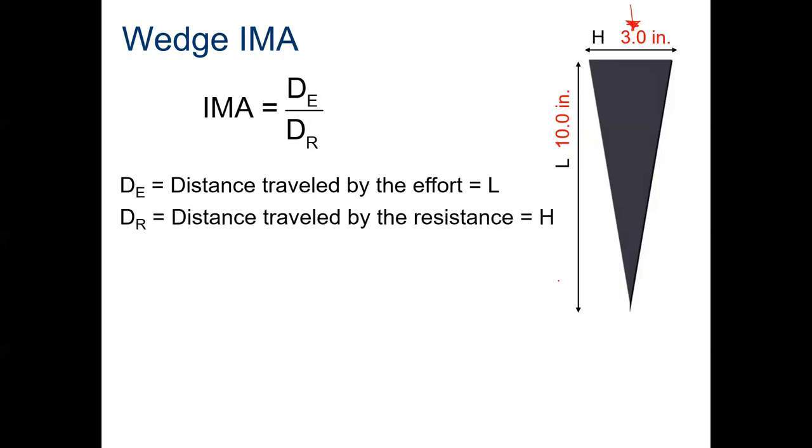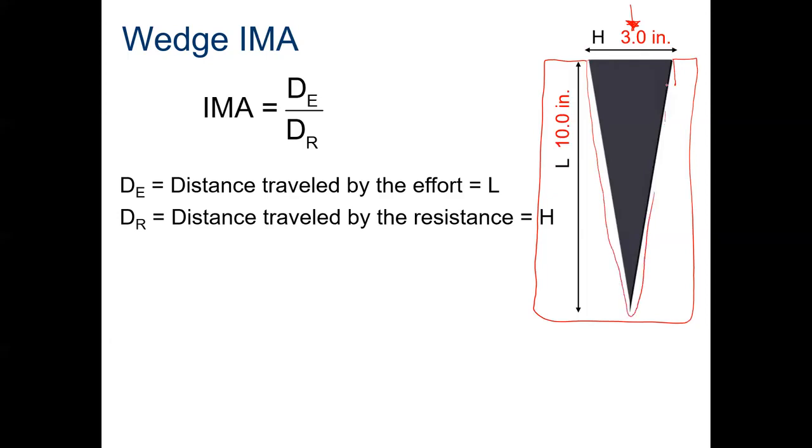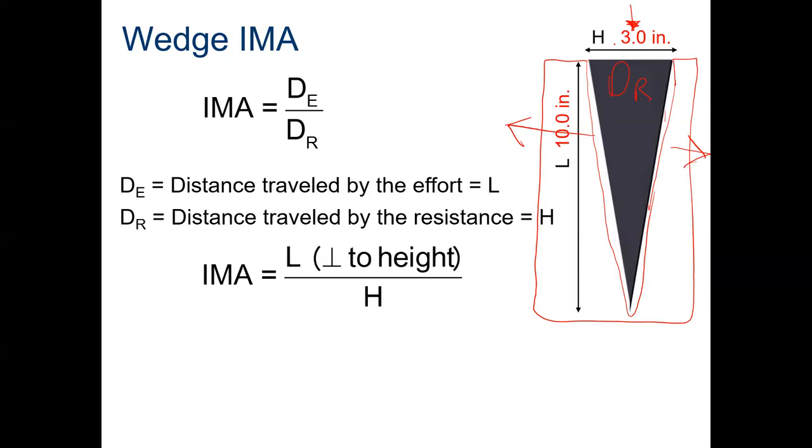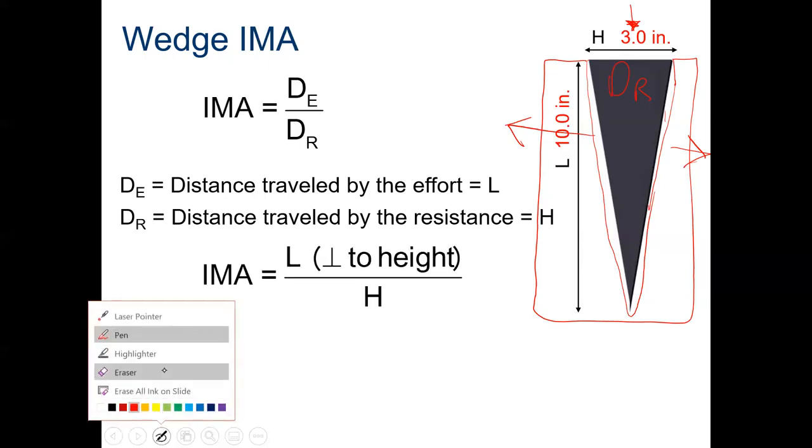And then the distance traveled by the resistance. The reason that the distance traveled by the resistance is this much is because you're trying to fit a wedge inside of, let's say, some kind of a block. Well, this block wasn't moving very well. It was together and complete, and when you drove this wedge in, it split out in this direction, and the distance that it split was this H direction. So our distance of resistance is the same as H, okay? And so you have, again, L over H for our wedge.